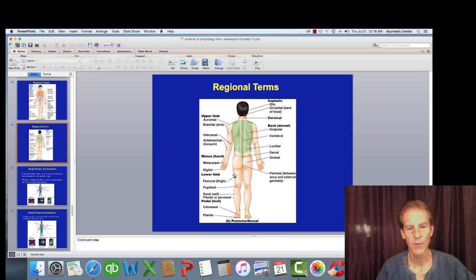In the lower limb, we have the femoral, and behind the knee, the popliteal. Sural refers to the calf. Fibular or peroneal is the outside compartment of the leg. Calcaneal would be the heel, and plantar is the bottom of the foot. And the perineal refers to the area between the anus and the genitals.